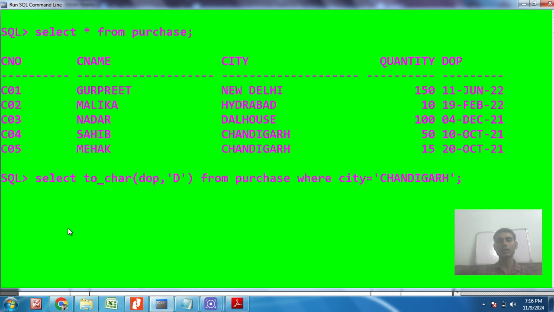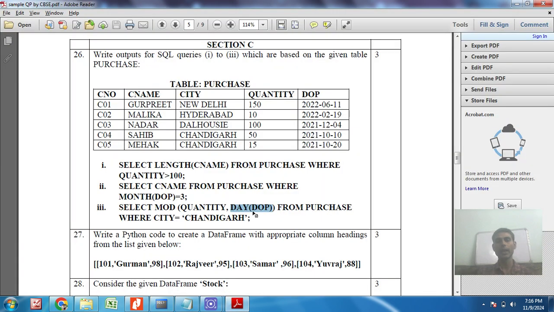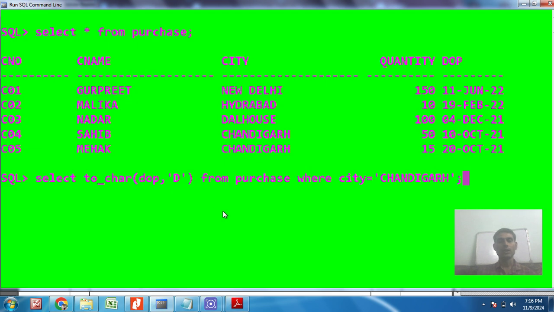To write day, we will write select TO_CHAR(DOP, 'D') from purchase where city equals Chandigarh. Same question, but we are finding only the day. What will be the day? The day will be 1 and 4, where the city is Chandigarh.